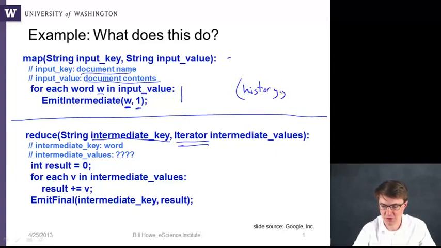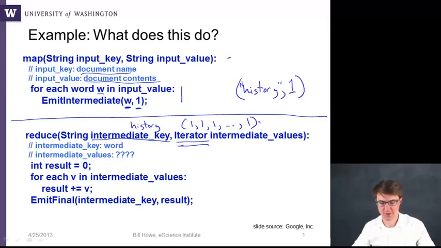Okay, so as an example here, the map function will produce pairs like this. Every time it sees the word history in any document, it'll produce this. And then finally, on the reduce side, you'll have the word history here and a sequence of number 1s.